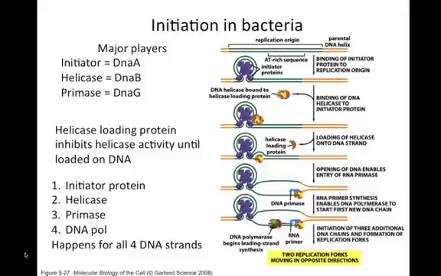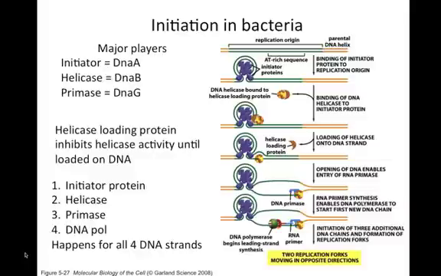Okay, so let's get a little bit more detailed, right? So the major players in bacteria are DnaA, which is the initiator, DnaB, which is a helicase, and DnaG, which is a primase. And they occur in the order of initiator, helicase, primase, and then DNA polymerase combined and replicate the DNA. You don't need to memorize this order, because if you know what each enzyme does, it's pretty logical about what comes when. If you just try to blindly memorize it, then you'll make dumb mistakes.